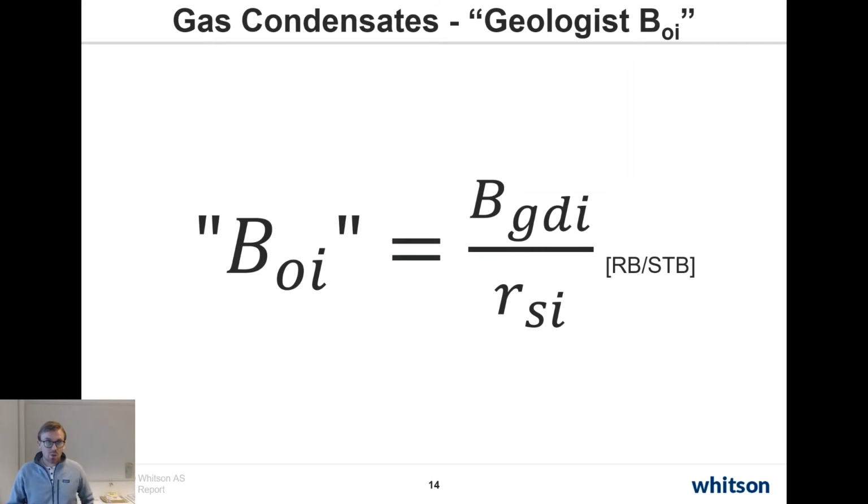So this is what we call the "geologist Bo", and we use quotes for it because some people have also called it a pseudo formation volume factor, but it's essentially just this ratio right here to the right.